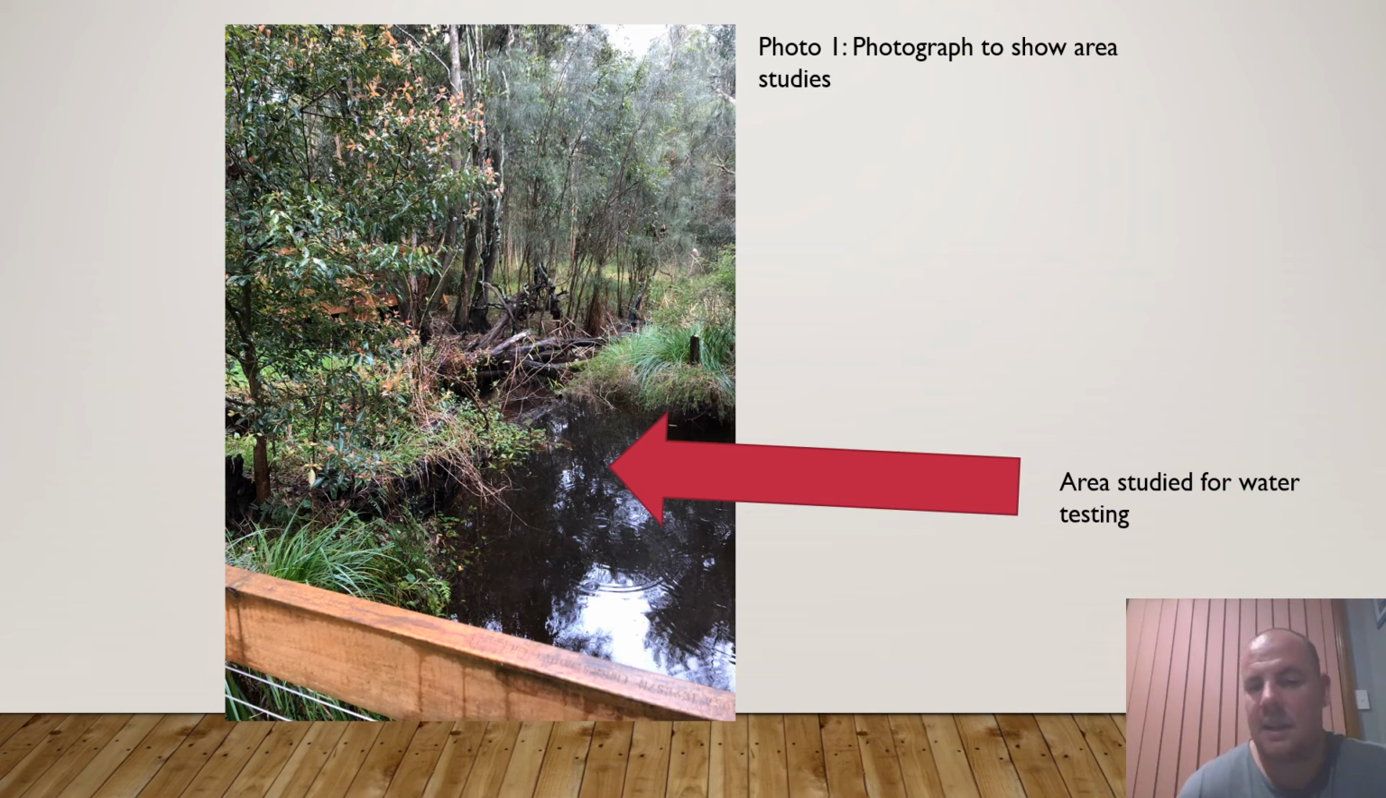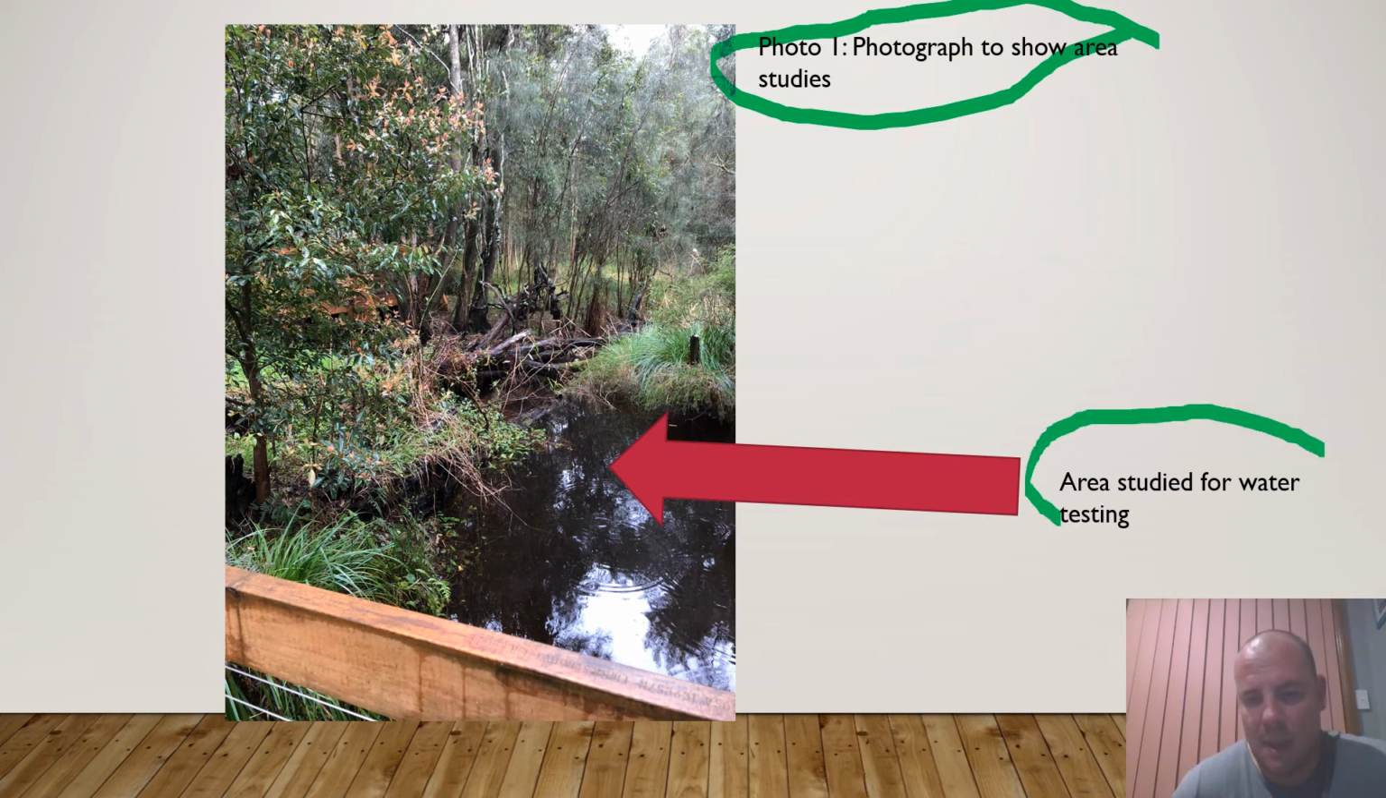Another way of presenting data is a photo. This was a photo I took from last year. Again, it has a title. Photo 1, photograph to show area studied. It's as simple as that. And then this is what we mean by annotation. Area studied for water testing. So if I had never read this before, I'd know that this is the area where you studied water testing. So again, if I pick this up after you're finished, I could go to this spot and get the same results as you did. So photos are really important, but you've got to title them and you've got to annotate and describe what's going on in the picture.